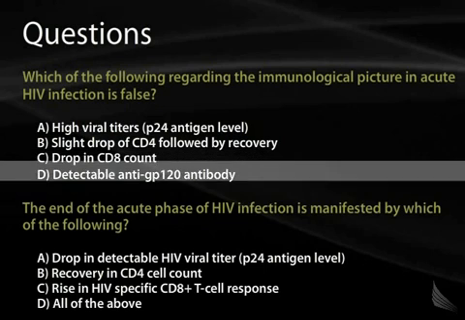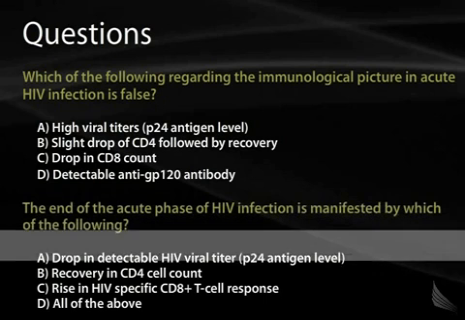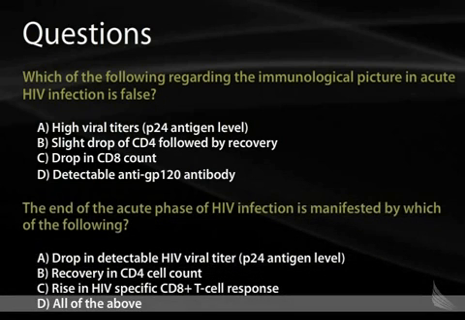Next question. The end of the acute phase of HIV infection is manifested by which of the following? A. Drop in detectable HIV viral titer of the P24 antigen level? That's true. B. Recovery of the CD4 positive cell count? That's true. C. Rise in the HIV-specific CD8 positive T cell response? That's true. So D, all of the above is correct.